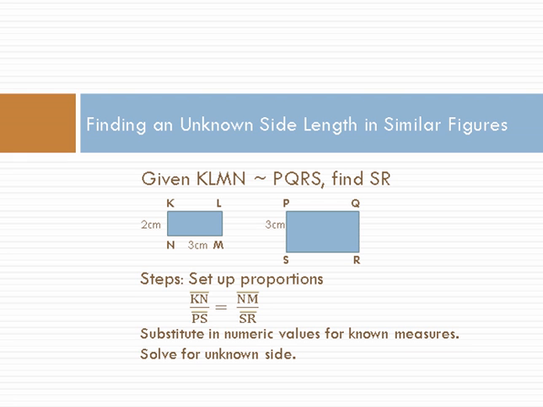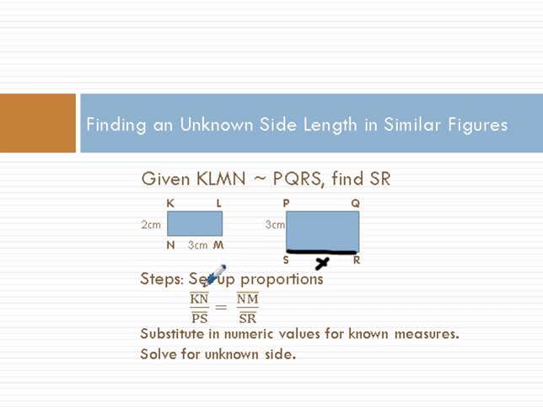Okay, this first slide is finding an unknown side length in similar figures, and we're given two rectangles, KLMN, and we're told it's similar to PQRS, and we're asked to find SR. So let's see. We need to find SR, and that would be this line segment right here. So I'm going to just place an X here for right now because I don't know that measurement.